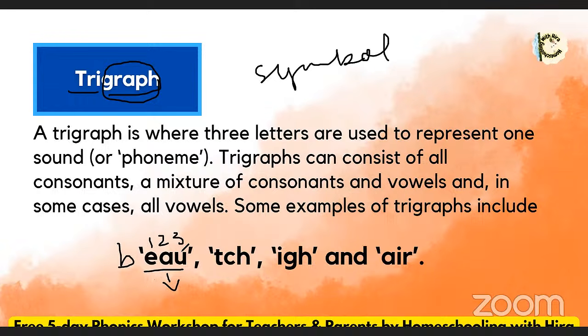EU, like in beautiful. B-EU, beautiful. TCH is a single consonant sound, and this is ch. Three letters together, 1, 2, 3. It means it's a trigraph. Just slow down and listen to this carefully. Trigraph only means that three letters are together. Now, what sound will they produce?